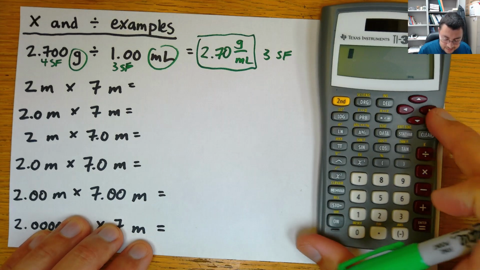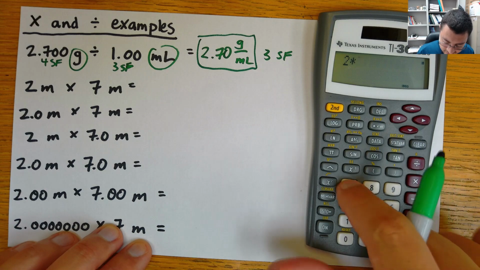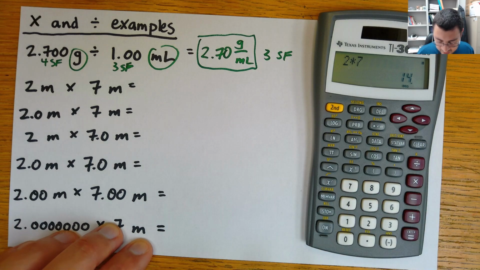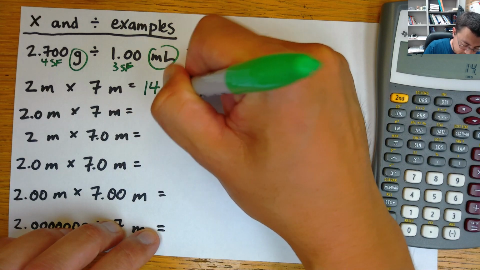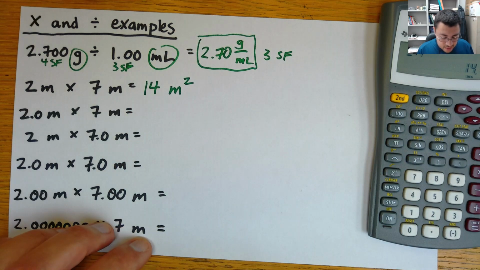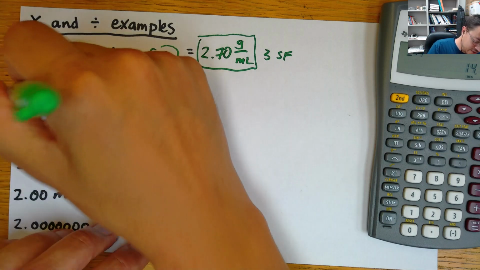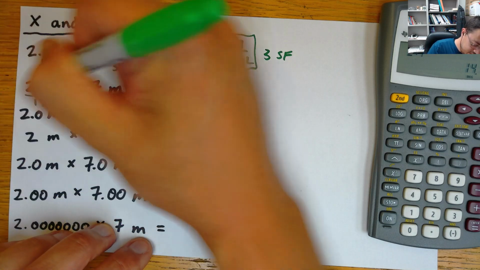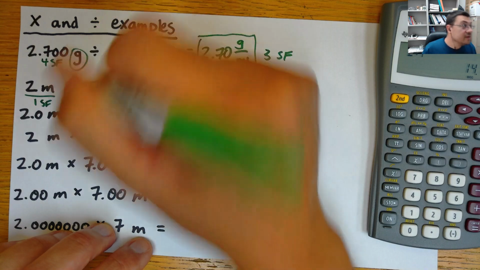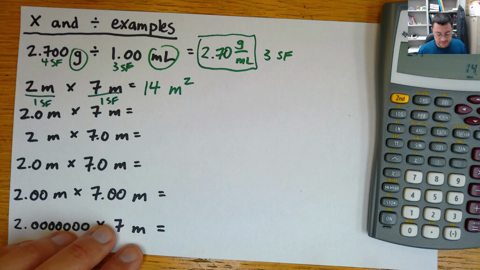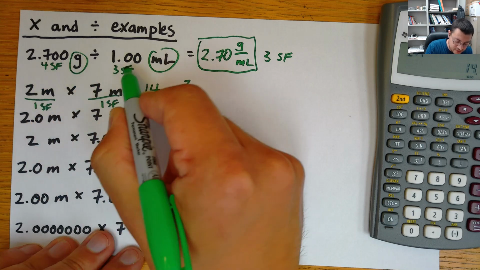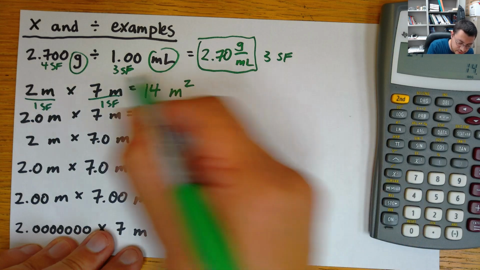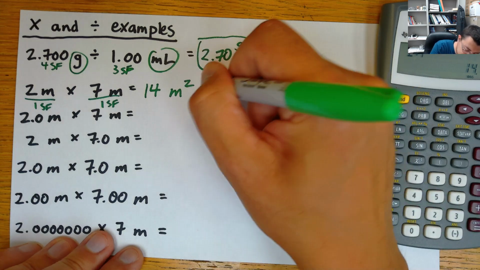All right, next up, 2 times 7, we get 14. 14 meters squared. But here's the thing. Oh, I moved a little fast. So let me show you. 1 sig fig, 1 sig fig. That means our answer also has to have 1 sig fig. It's about the lowest number. Okay, above we had 4 divided by 3, so we need a 3, just the lowest number. 1, 1. We need a 1 sig fig answer.